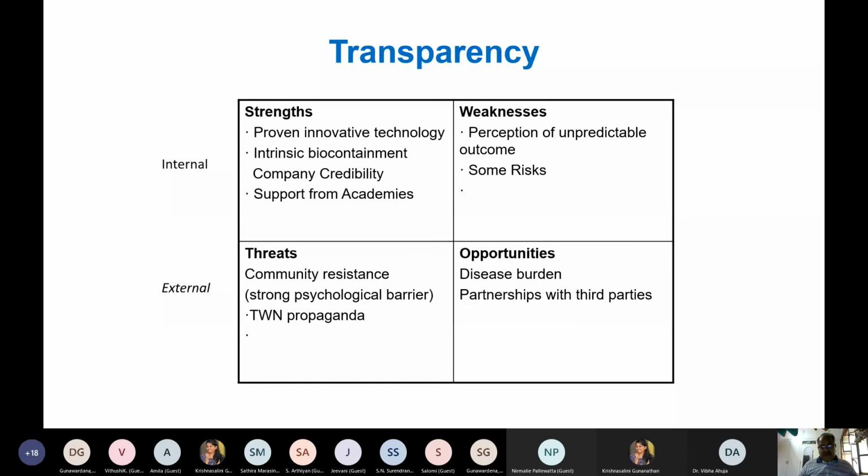We need to be very transparent. This is one very important aspect of the GM mosquito, that at any point one should not develop a kind of doubt or some kind of loss of confidence about the technology or about the company or about the institution carrying it out, both in its internal and external activities. Whatever strengths, whatever weaknesses, whatever threats we receive, whatever opportunities we are gaining, everything should be put on paper, put in front, and should be easily available to anybody who wants to see anything about our work.